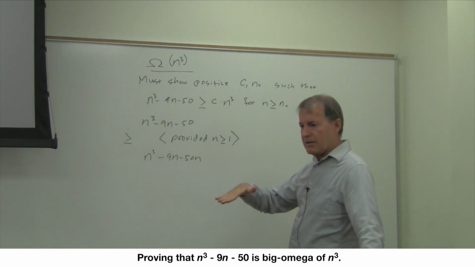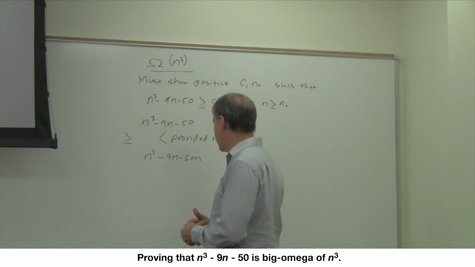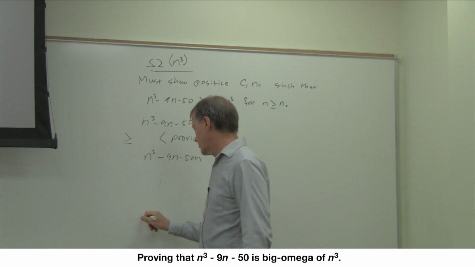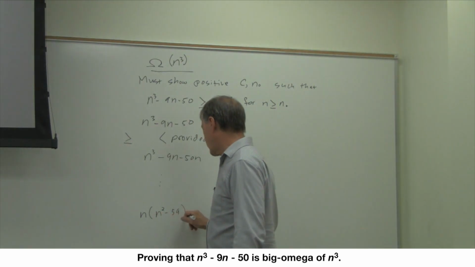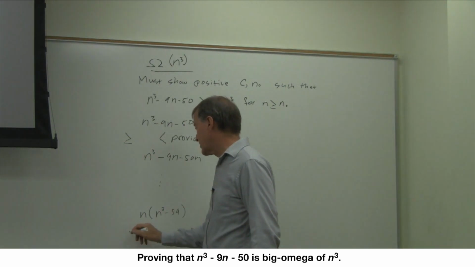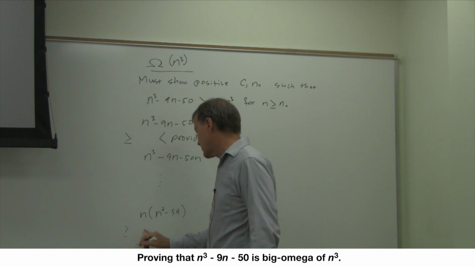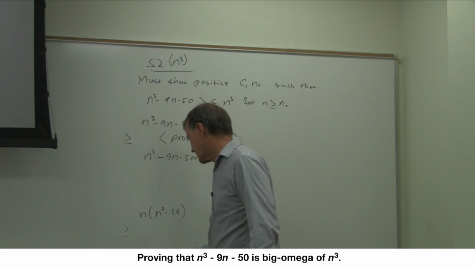All right, are you good? Is everybody with me here? What you should have down here eventually is an n and a what? N squared minus 59. Now what you can claim is that this is greater than or equal to n times what? Half n squared. Times a half n squared.